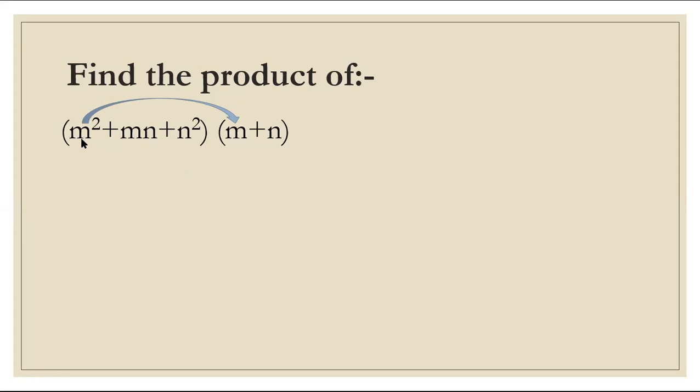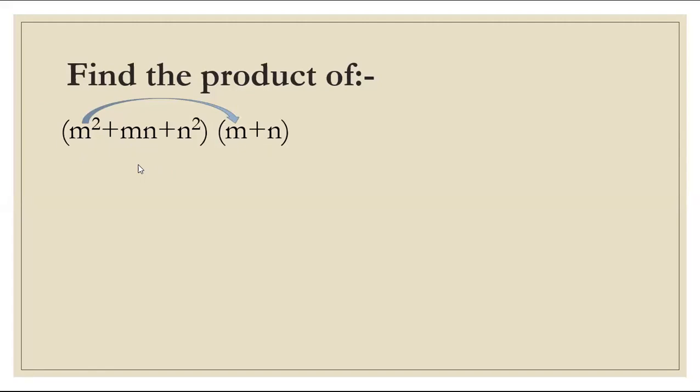Now, students, we have to multiply. Alishba, pay attention, please. Now, there are three terms in the first bracket, and two terms, that means binomial, in the second. In the first step, look at the second step carefully. This is the first term, m square is the first term. So first term, second bracket, then plus second term, second bracket, then plus third term, second bracket.